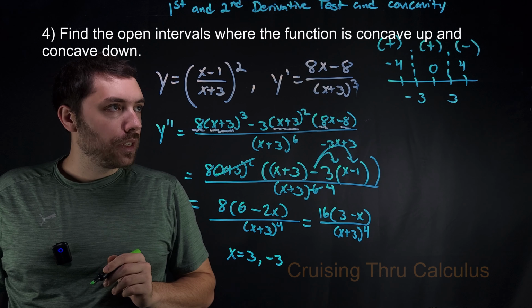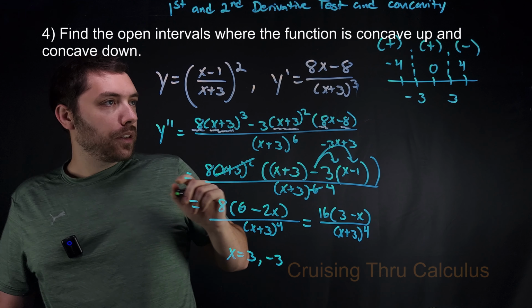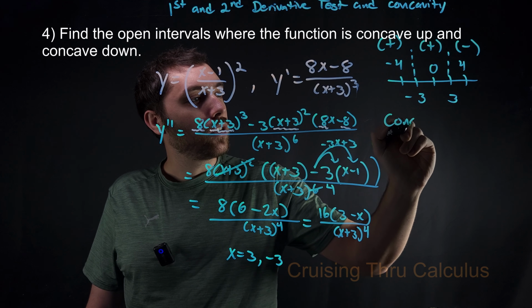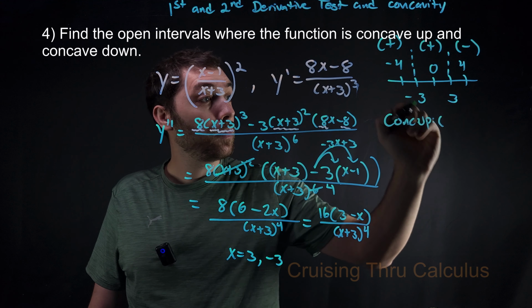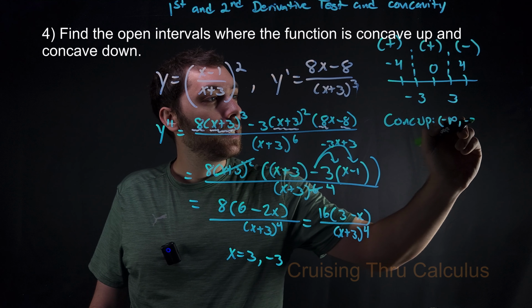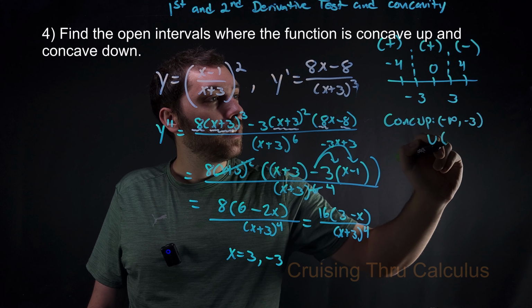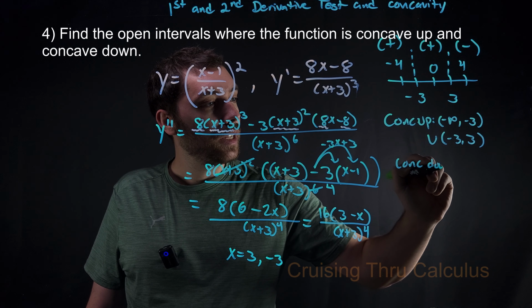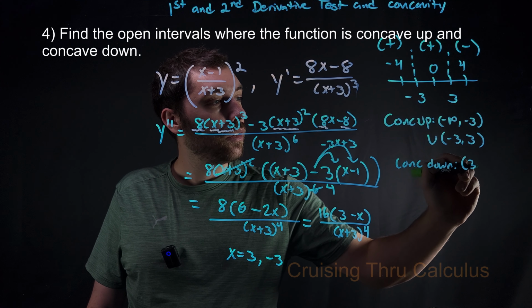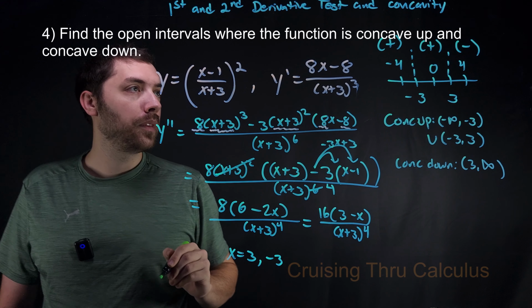Okay, this is great. Now we can figure out where it's concave up and concave down just by looking at our chart over here. It's going to be concave up wherever it's positive. So that will be negative infinity to negative 3. And then from negative 3 to 3, it's going to be concave up, and concave down from 3 to infinity.